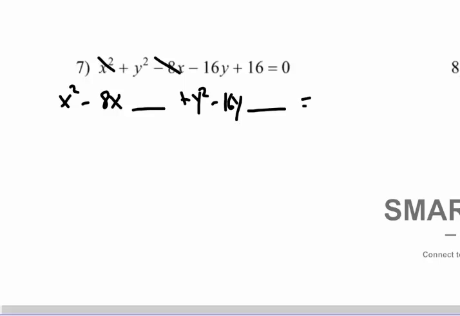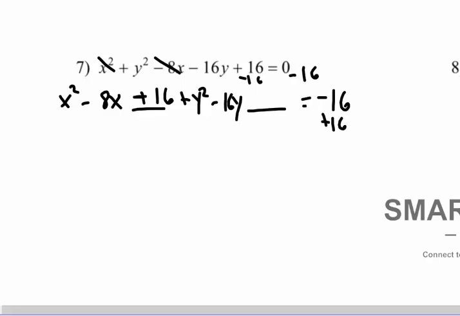And then I'm going to subtract the 16 from both sides. So I've got negative 16 now on that side. So I just subtracted that. Just moving things around. So we take half of 8, 4, negative 4 squared is positive 16. So we've got to add that to both sides.